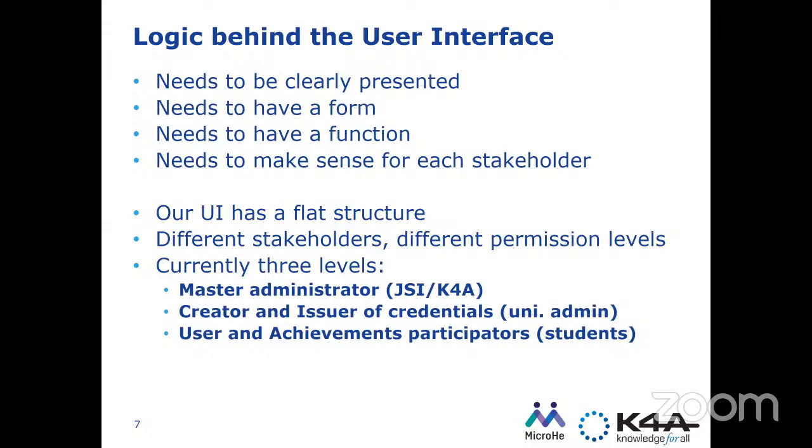We've got a user interface, which needed to be clear, have a form, have a function, and make sense for a lot of people, right? And within the clearinghouse, we've got different permission levels, and currently we've got 3, call them avatars. You've got the main admin, the university admin, and the student. These are 3 profiles that we identified that we've got in the clearinghouse as ownership of stuff.